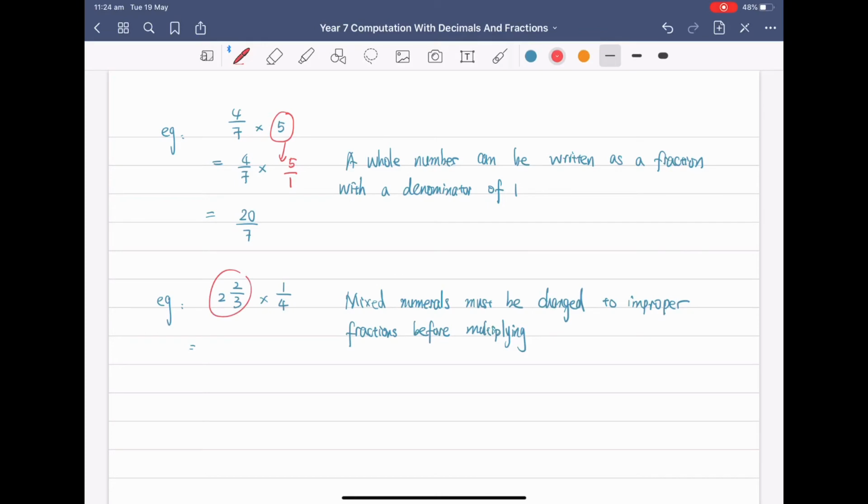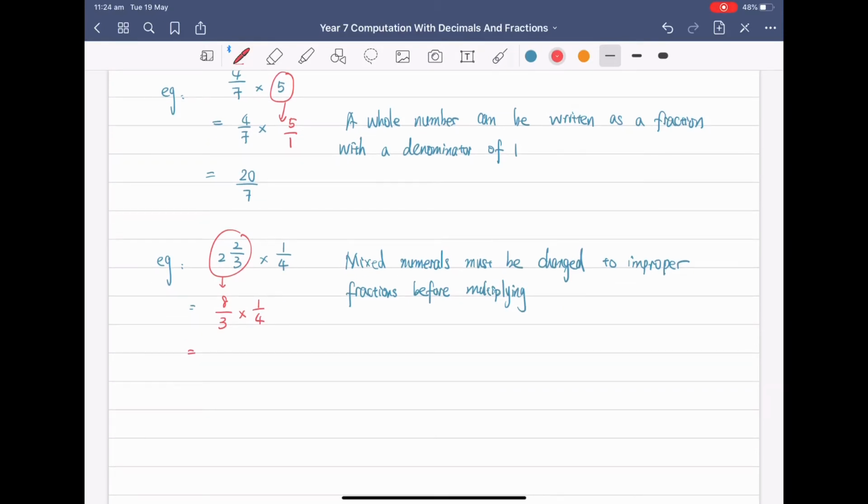So let's change this one back into the improper fraction. That gives you 3. 2 times 3 is 6. 6 plus 2 is 8. And it will multiply by 1 over 4. Hopefully you realize, multiply by 1 over 4, and I can cancel the terms.